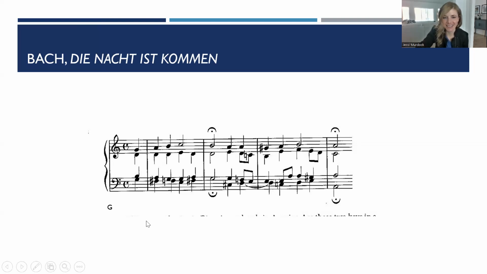Here's the analysis. So we're starting out in G, right? And hopefully you heard a cadence on G. This is an imperfect authentic cadence, okay? And then after, it just switched to A minor kind of abruptly, right? Rather abruptly. So this was a phrase modulation or direct modulation. They mean the same exact thing, okay?